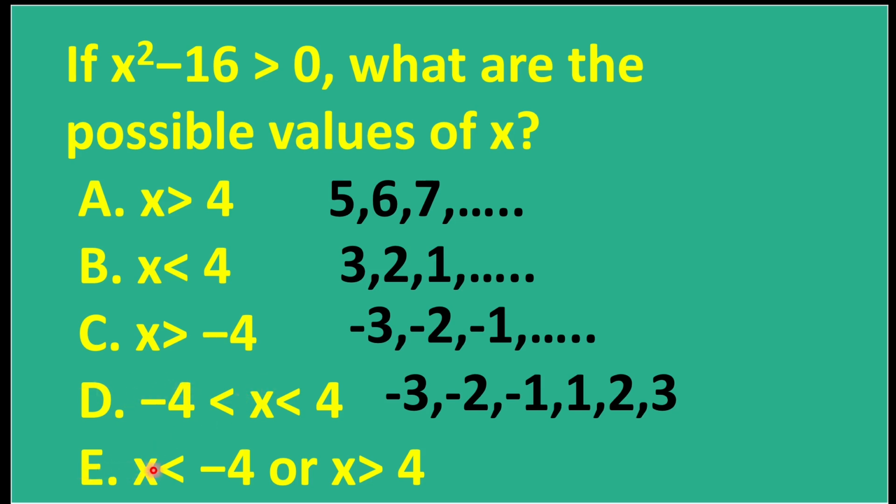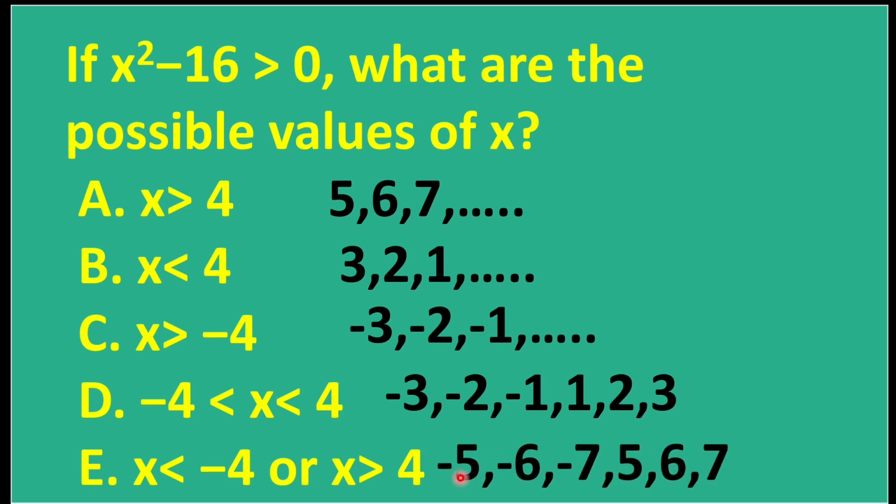Now come to option E. Option E says that x is less than minus 4, or x is greater than 4. So there are two ranges and two values. One value is this one. We already have checked this value. It is true. Now let's check the other value, and we will examine both the values.